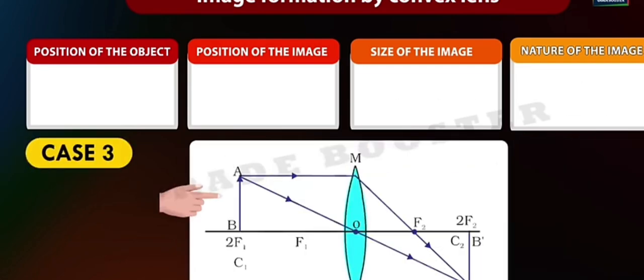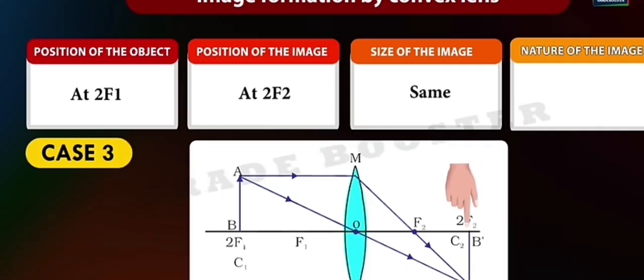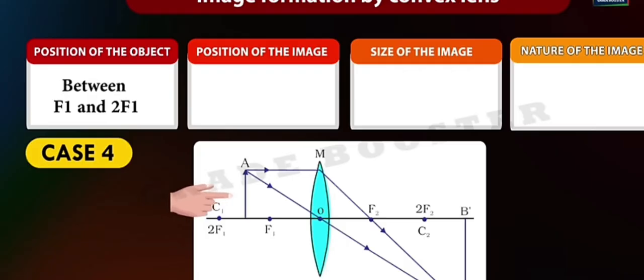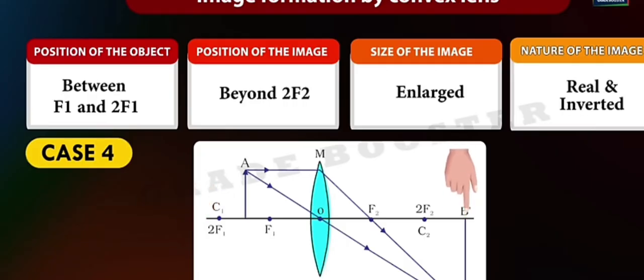Case 3. If position of the object is at 2f1, the position of the image will be at 2f2. The relative size of the image is same. The nature of the image is real and inverted. Case 4. If position of the object is between f1 and 2f1, the position of the image will be beyond 2f2. The relative size of the image is enlarged. The nature of the image is real and inverted.